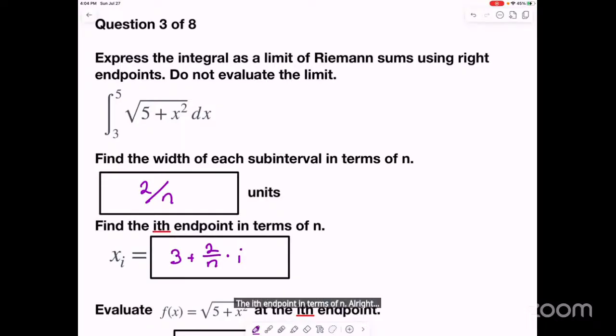I feel like there might be some more. Find the ith endpoint in terms of n. Okay, I think I need to adjust it here. Let me think. So that first subinterval, right?